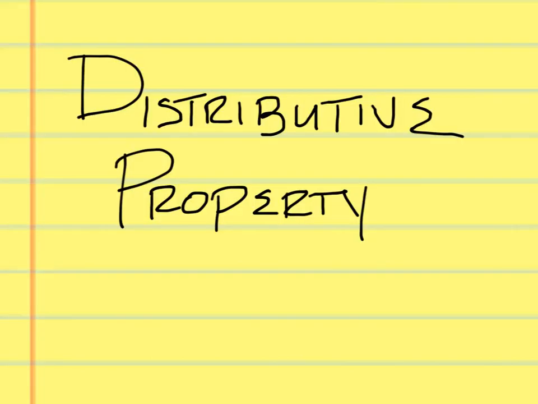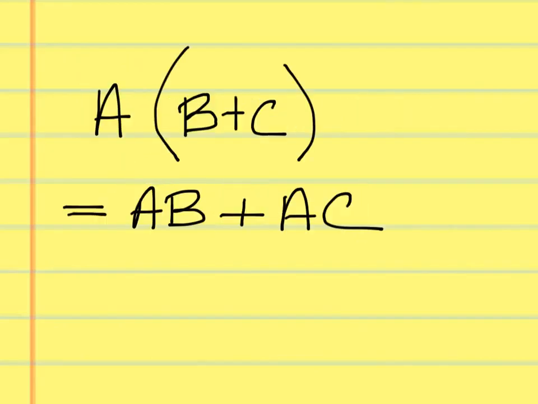Today's lesson is over the distributive property. The distributive property says that if you have A times the quantity of B plus C, then that's the same as A times B plus A times C.